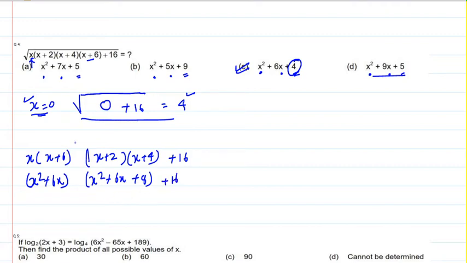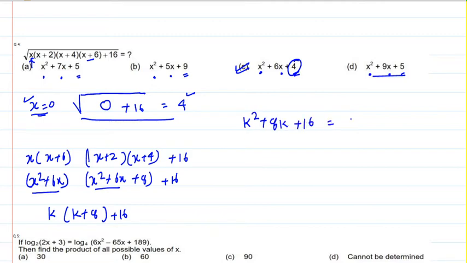Now, the idea behind multiplying the first and last, second and third term was that I get x square plus 6x in both. If I call that k, I have got k into k plus 8 plus 16. If I rearrange that further, I have got k square plus 8k plus 16.